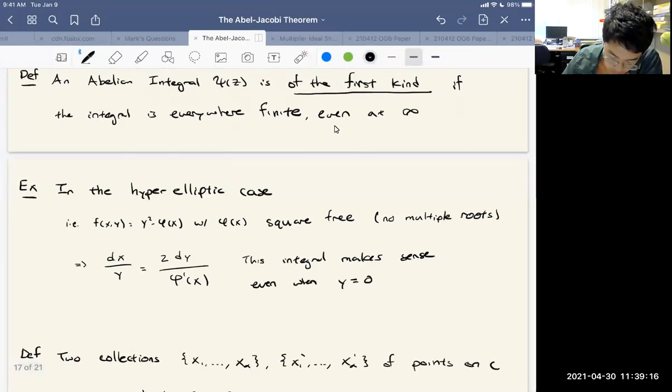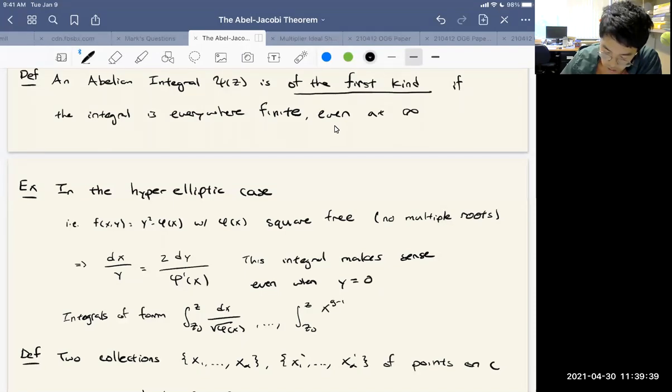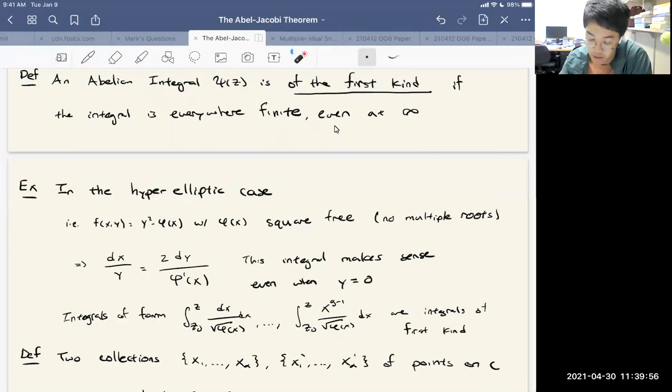So an explicit example here would be integrals of the form the integral from z0 to z of dx over square root phi of x, and then the integral from z0 to z of x to the g minus 1 over square root phi of x. These are examples of integrals of the first kind. So these integrals will be everywhere finite.